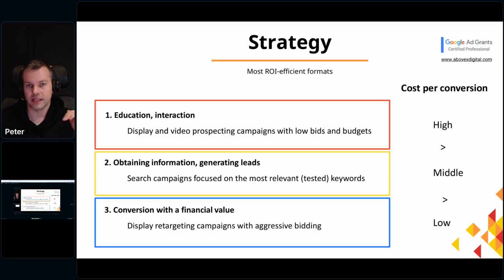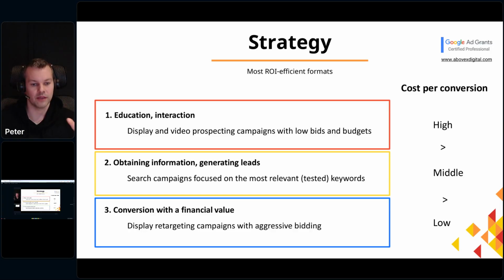When we look at those three stages, we looked at examples of our clients, and we looked at what are the most efficient commercial campaigns that you can utilize on each of these conversion stages. And during this educational stage, display and video campaigns are the most efficient. They're cheap in terms of cost per.